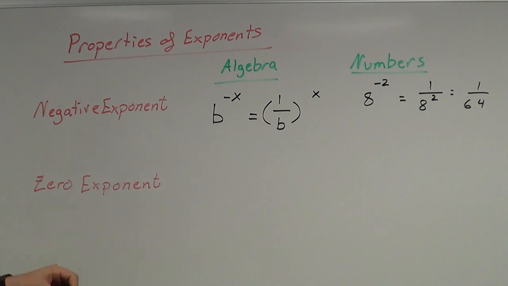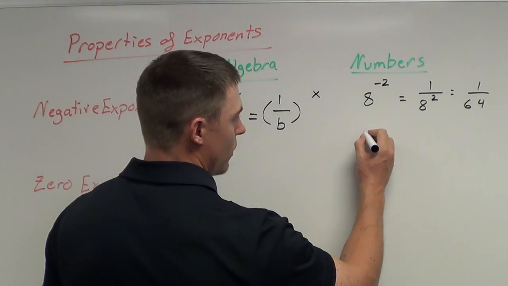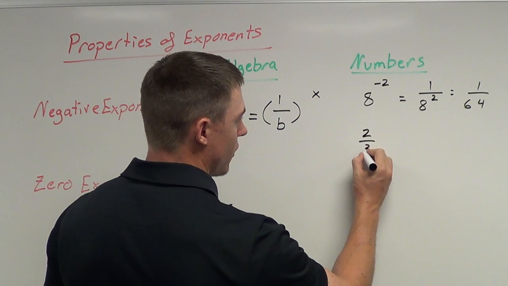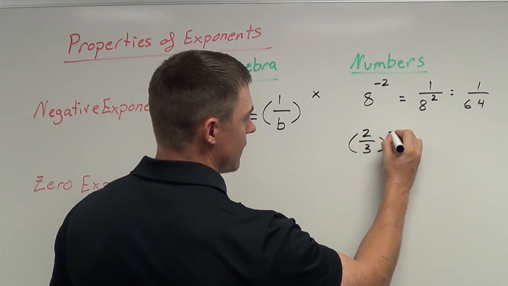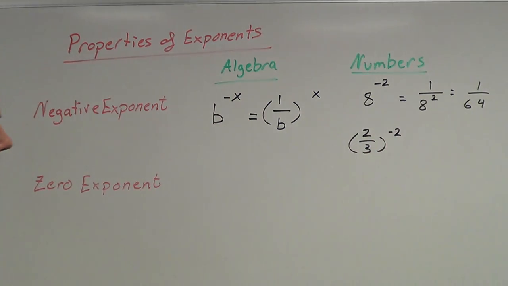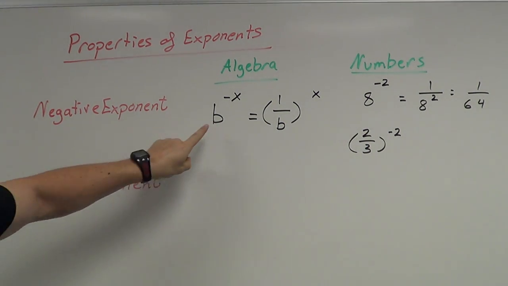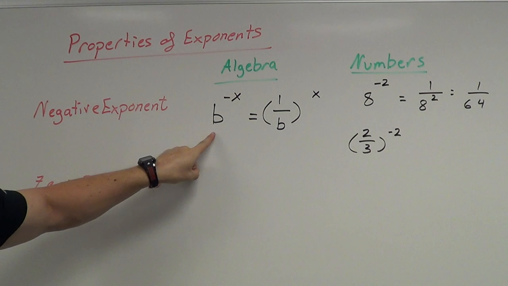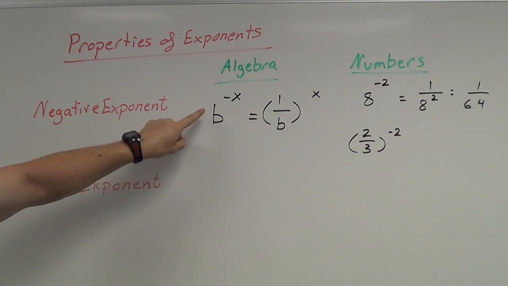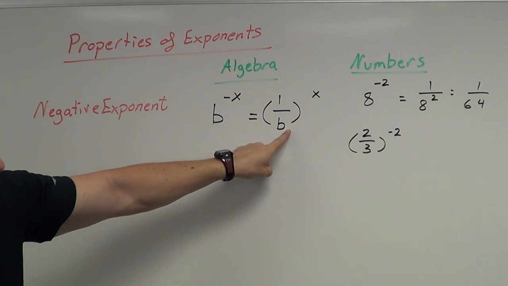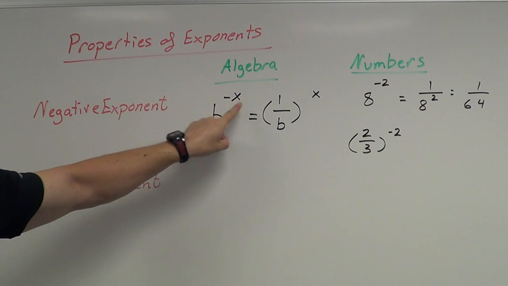Okay, another example I want to do with numbers, what if you have a fraction? What if you have 2/3 to the negative second, something like that? Now what you're going to do, and this holds true more here with the algebra, is take your base and flip it, and take your exponent and make it positive.